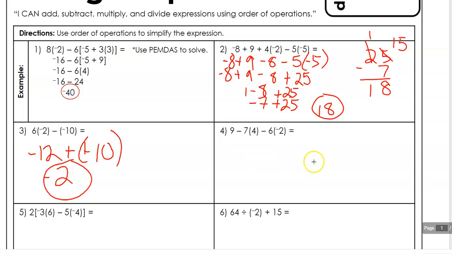Again, I want you to use order of operations to solve each of these problems. If you have questions, please make sure that you ask your questions, okay?